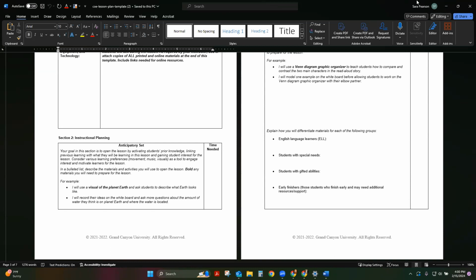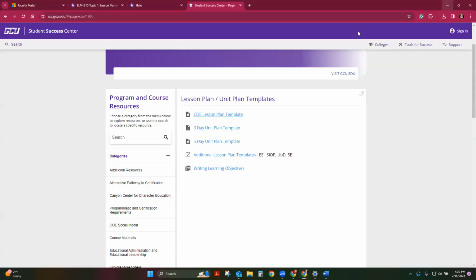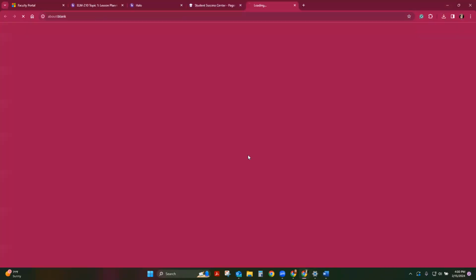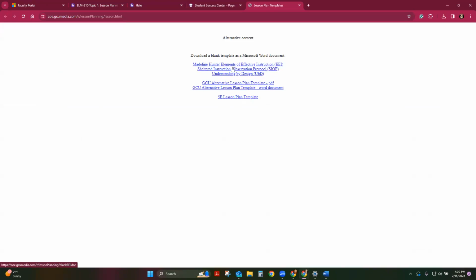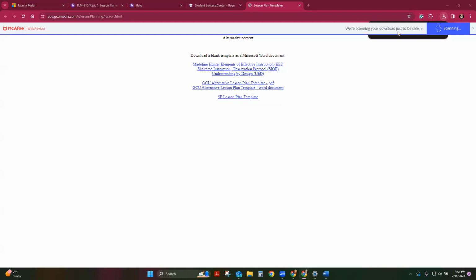So this is one template, and then you'll go to the additional lesson plan templates and you'll see there are several different choices here. You're going to choose one other template here that you would like to compare and contrast with the one I just showed you. So let's go ahead and open the first one we see, the EEI template.